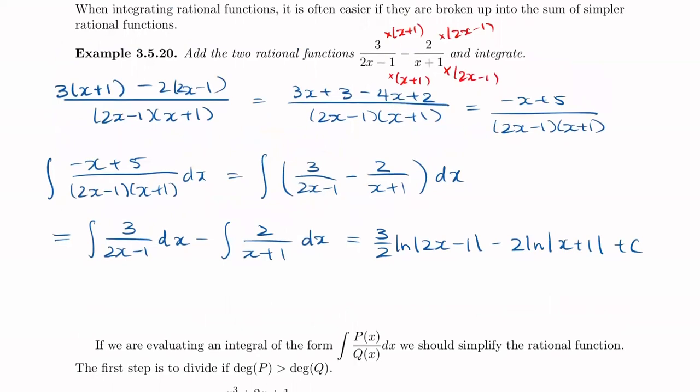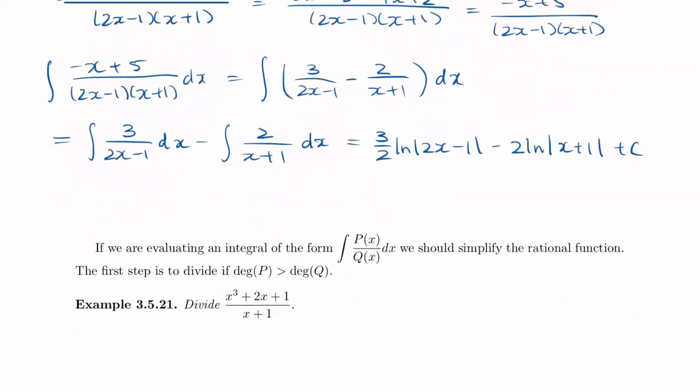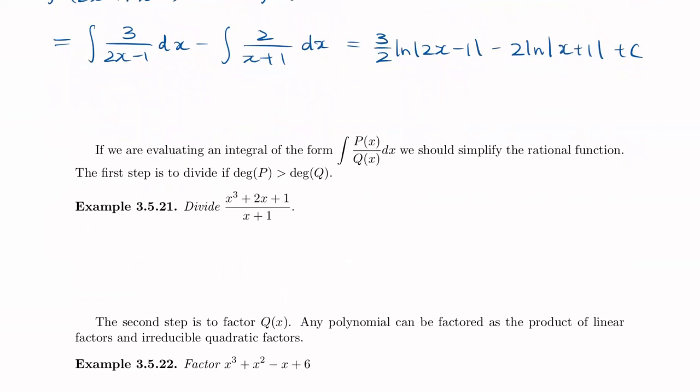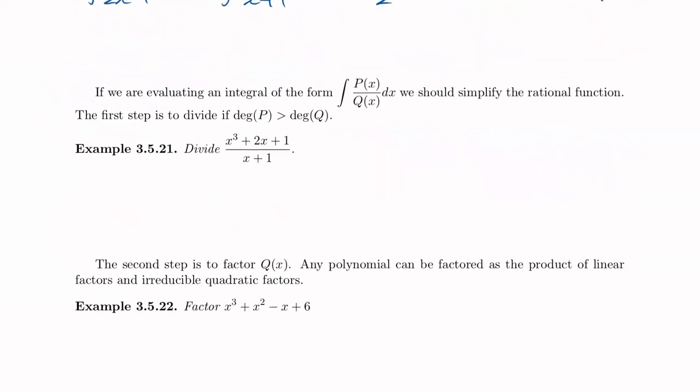But if we're evaluating integrals of the form p(x) divided by q(x), where p and q are both polynomial functions, the first step is to divide the rational expression if the degree of the numerator is greater than the degree of the denominator. So, for example, if we want to divide this polynomial on the top by this binomial, what we just have to do is, well, apply long division.